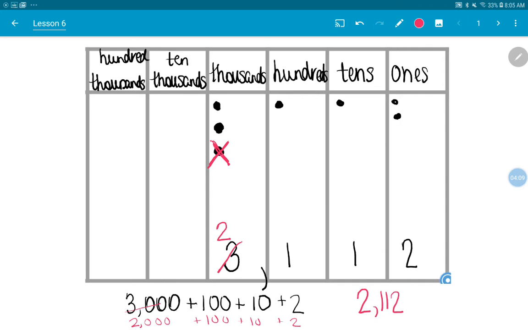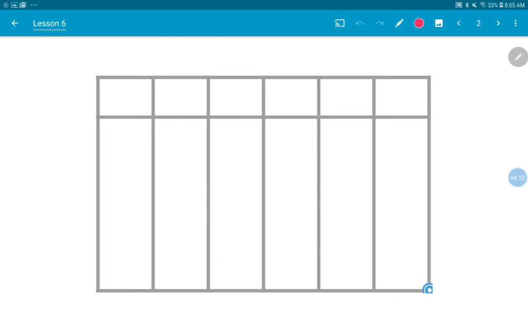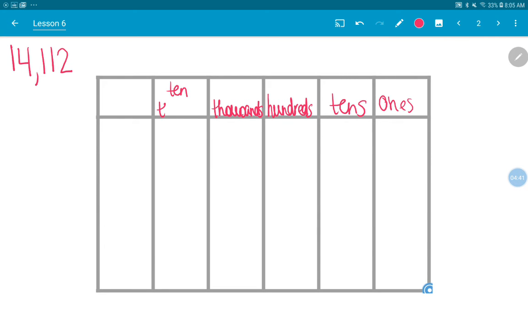All right, let's try another one. What if I started with 14,112? I'll label my chart quickly. Ones, tens, hundreds, thousands, 10,000s, and 100,000s.